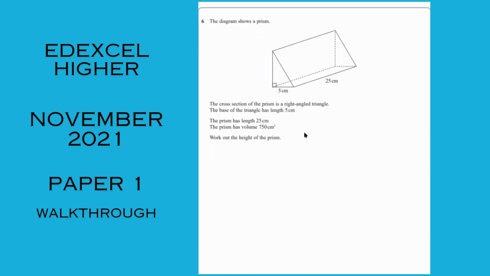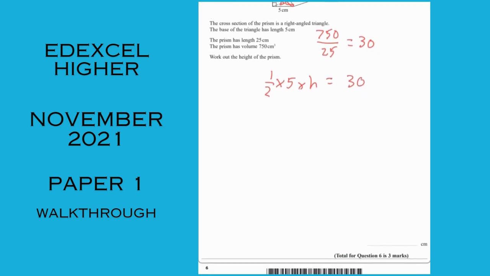Number 6, volume and cross-section. So don't forget, volume divided by length is 30, and that gives you the cross-section. In other words, the area of the triangle. The area of the triangle is a half times the base times the height. And so to work out height, work in reverse. Start with 30, double it for 60, divide it by 5 to get 12.